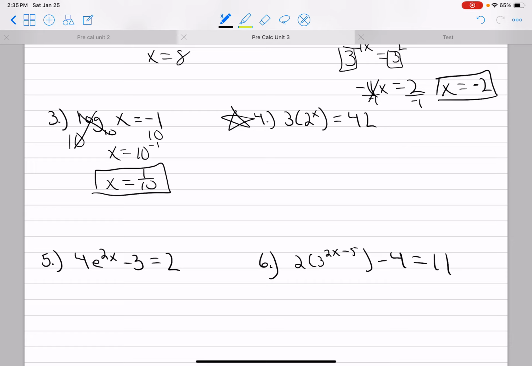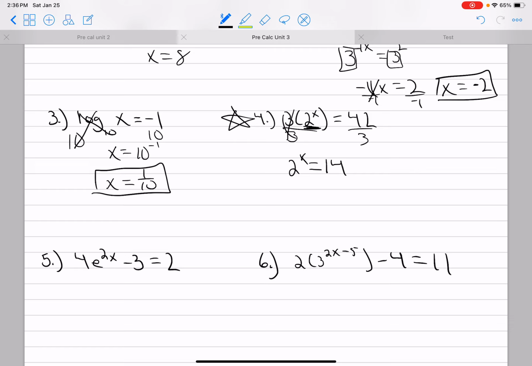All right, go ahead and write down number 4. Isolate the x and then start doing what you got to do to solve it. Cool, you did that. So I see this and I'm like, okay, I need to get this part on its own first. So I'm going to divide by 3. So I end up with 2 to the x equals whatever 42 divided by 3 is. Calculator, help me out. 42 divided by 3, 14. Okay? 2 to the x equals 14.